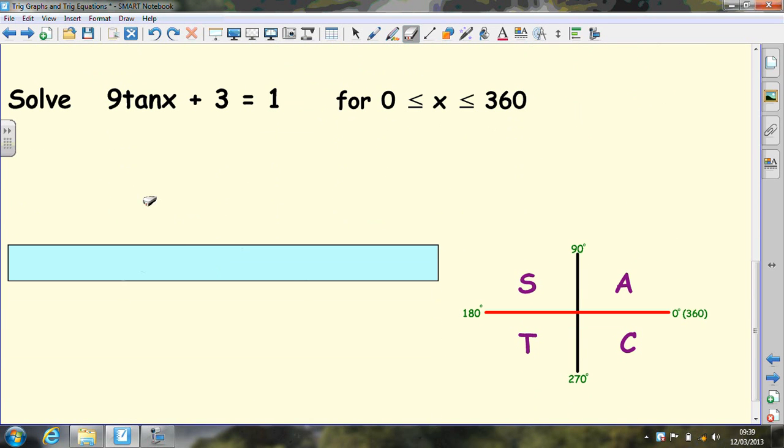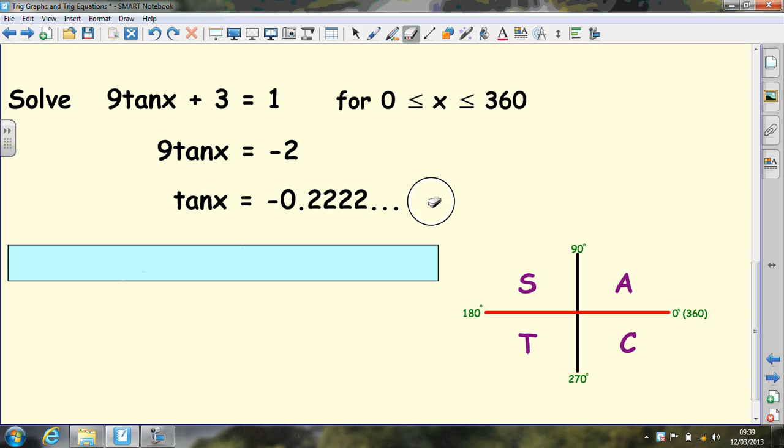Okay, let's look at this next one. 9 tan x plus 3 equals 1, give the solutions between 0 and 360 degrees. Make sure you have your all sine tan cos drawn out to help us with this. So the first thing I want to do is subtract 3 from both sides here. That will leave us with 9 tan x, and 1 subtract 3 is negative 2. Then we have to divide both sides by 9 to leave us with tan x, so that would be negative 2 divided by 9, which gives you this negative 0.22222.